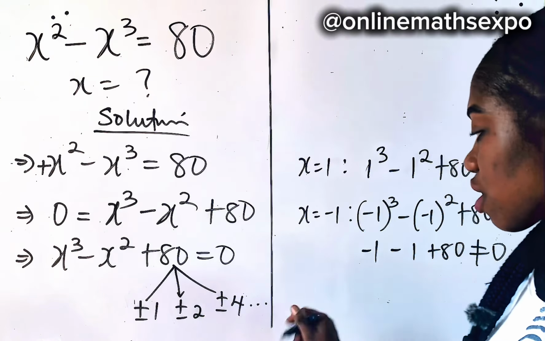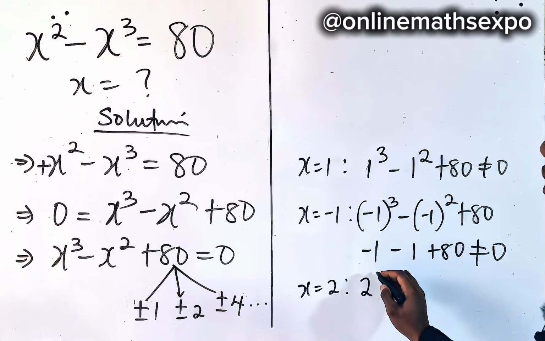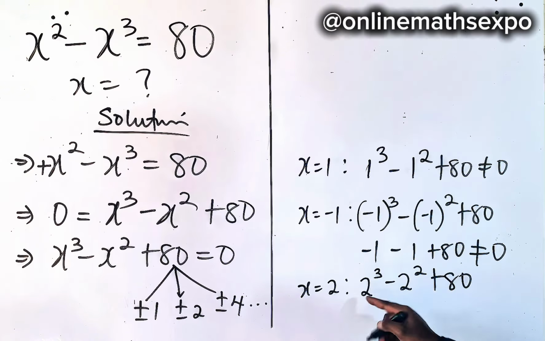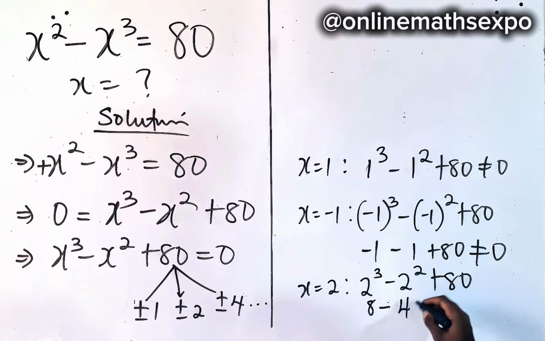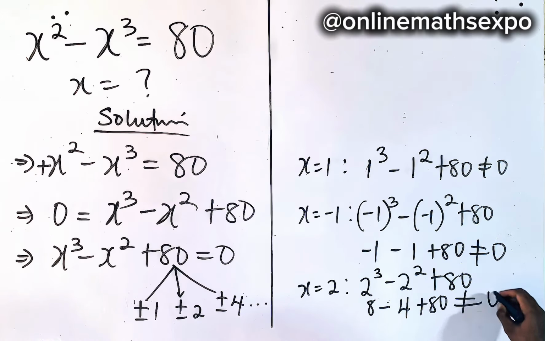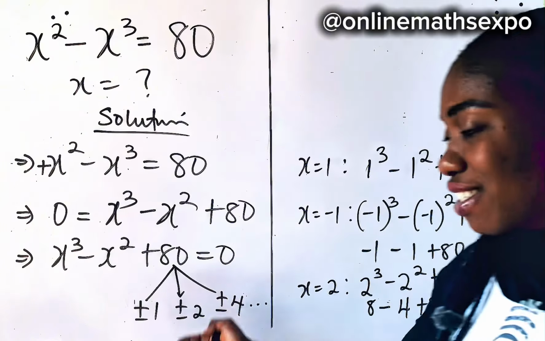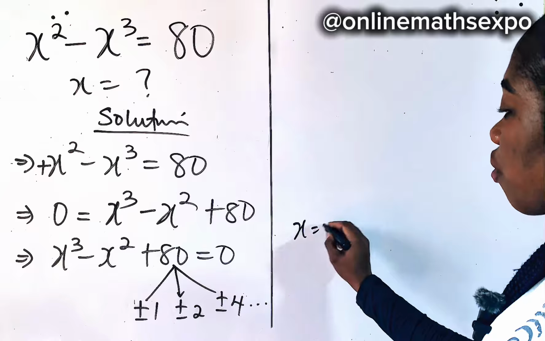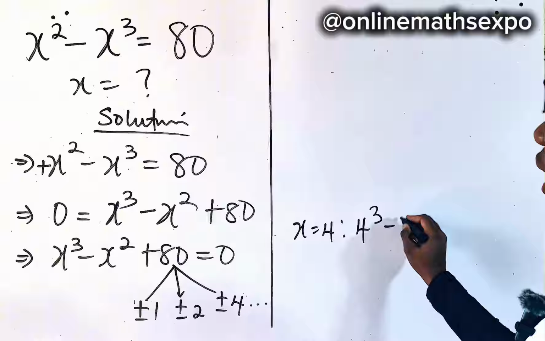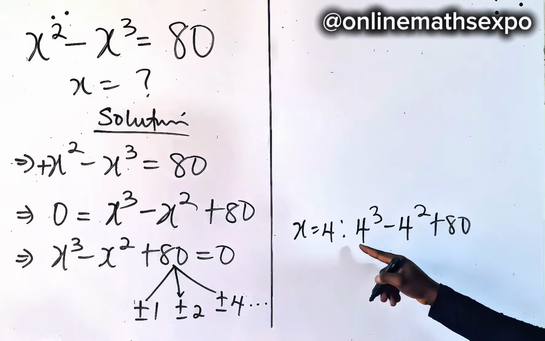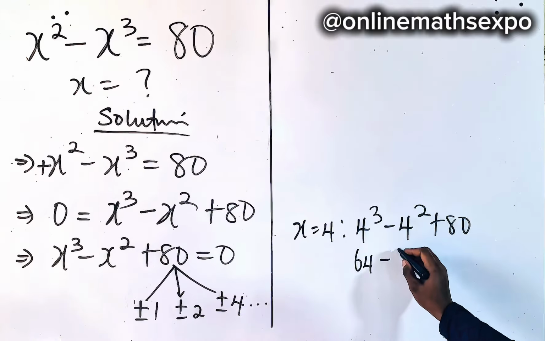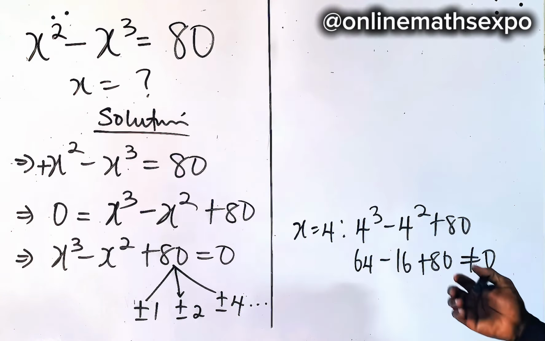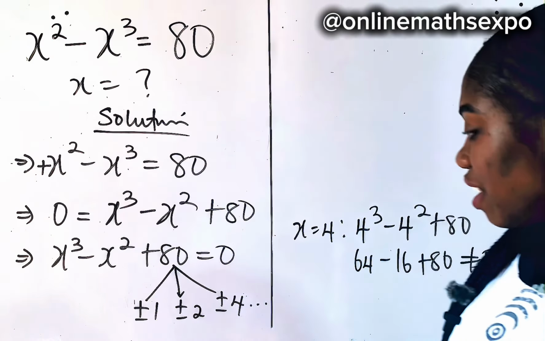Now let's check for when x is 2. So we are going to have 2 cubed minus 2 squared plus 80. You see that this gives us 8 minus 4 plus 80, which is also not equal to 0. You can check for when x is negative 2. Now let's move to when x is 4. So for when x is 4, we have 4 cubed minus 4 squared plus 80. This will give us 64 minus 16 plus 80. This is not equal to 0. So we go to the next value of x as negative 4.